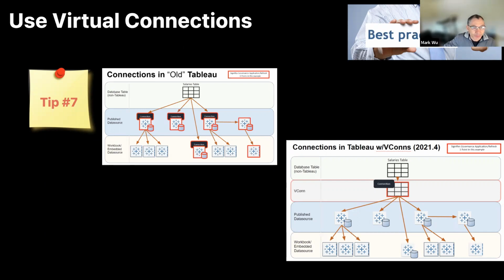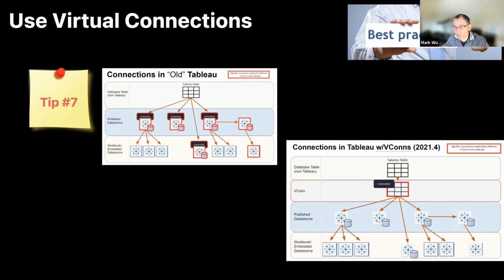In the old way, on the left side, for one data source, you publish for one system, like MySQL or Teradata, for example. For each of them, you have multiple published data sources connected. And if you leverage the new VConn virtual connection feature, you can have one virtual connection with your password embedded in it, and from that virtual connection you can build data sources. You can build workbooks.